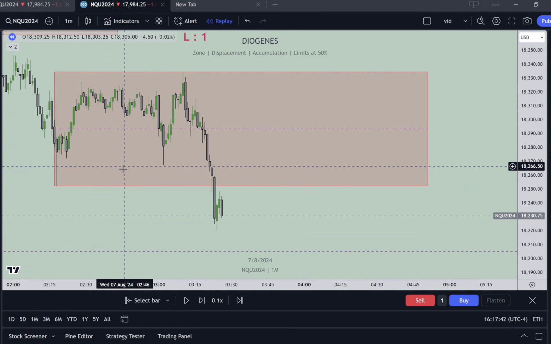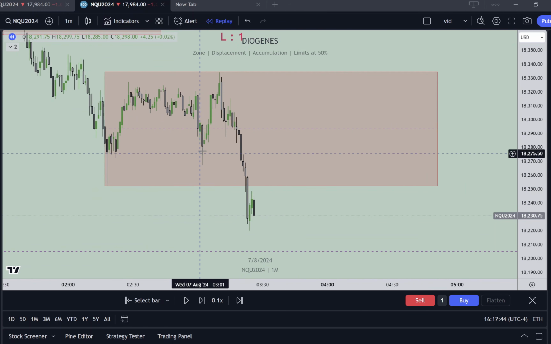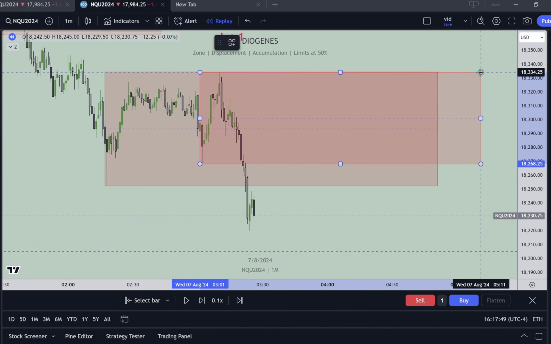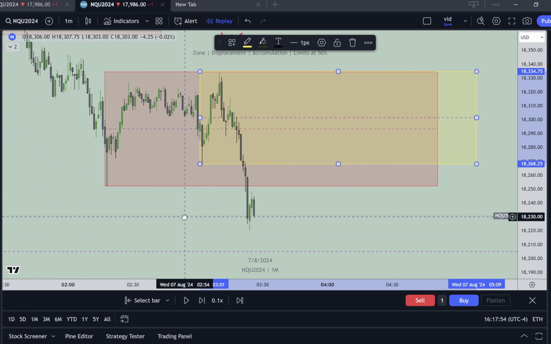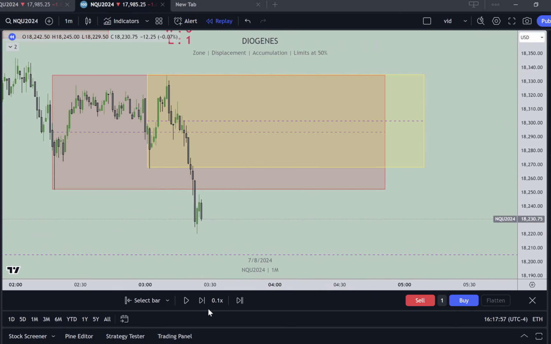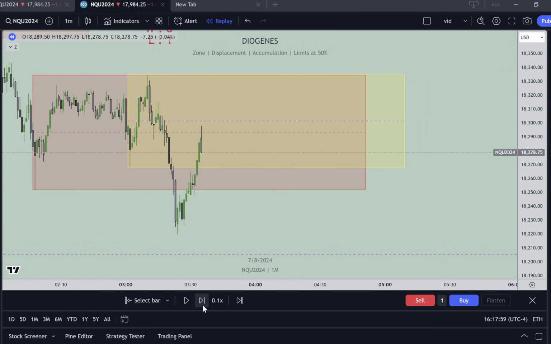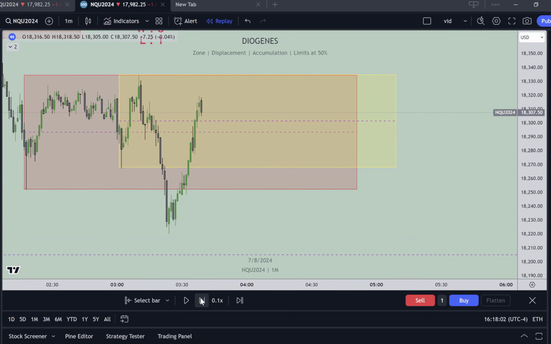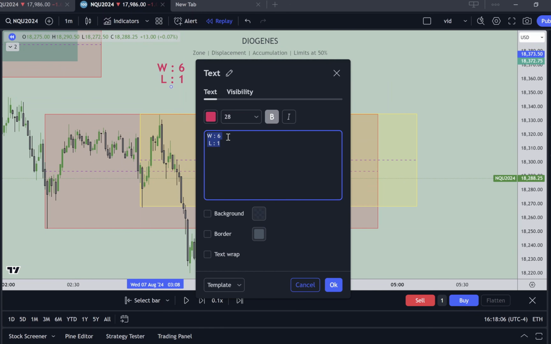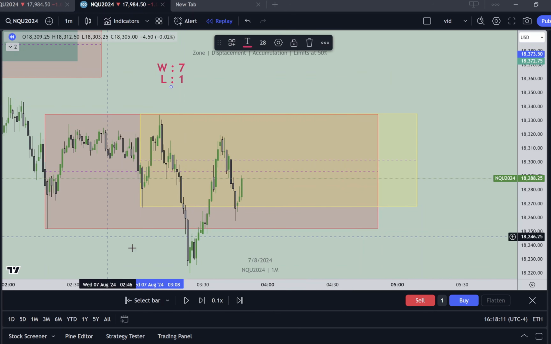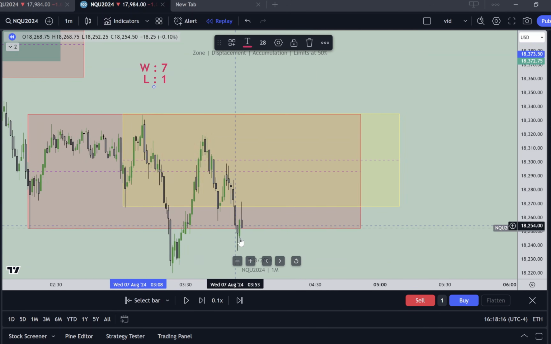What's special about this range is this glitch zone. So I'm taking here only the glitch. So I'm tagged in and another win. If you took the whole zone, that's also a win.